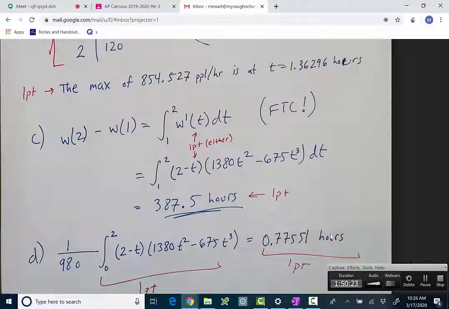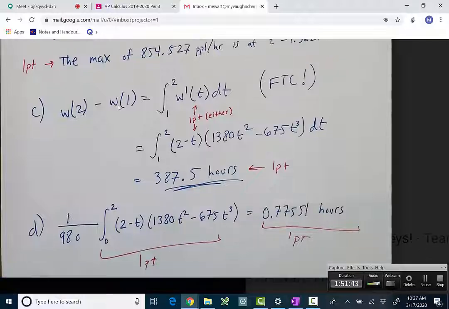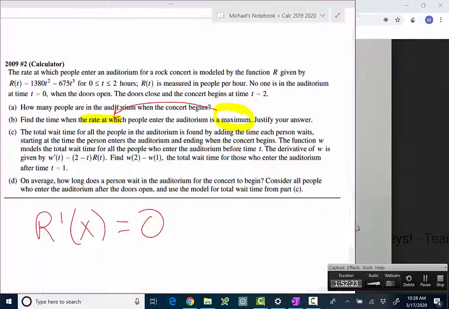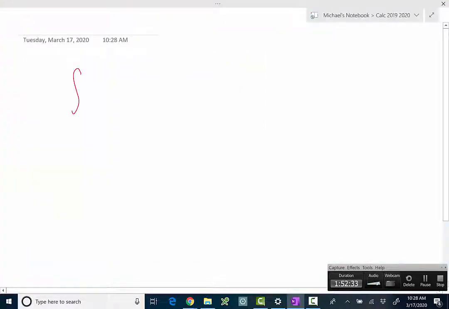C is fundamental theorem of calculus. When we see that W of 2 minus W of 1, we want to think that's the change. So that's the integral of its derivative from 1 to 2, right? If we took the integral of W prime, we'd get back to W. And because we have 2 and 1, those are our endpoints. I kind of rewrote this as 2 minus t times 1380 t squared minus 675 t cubed.